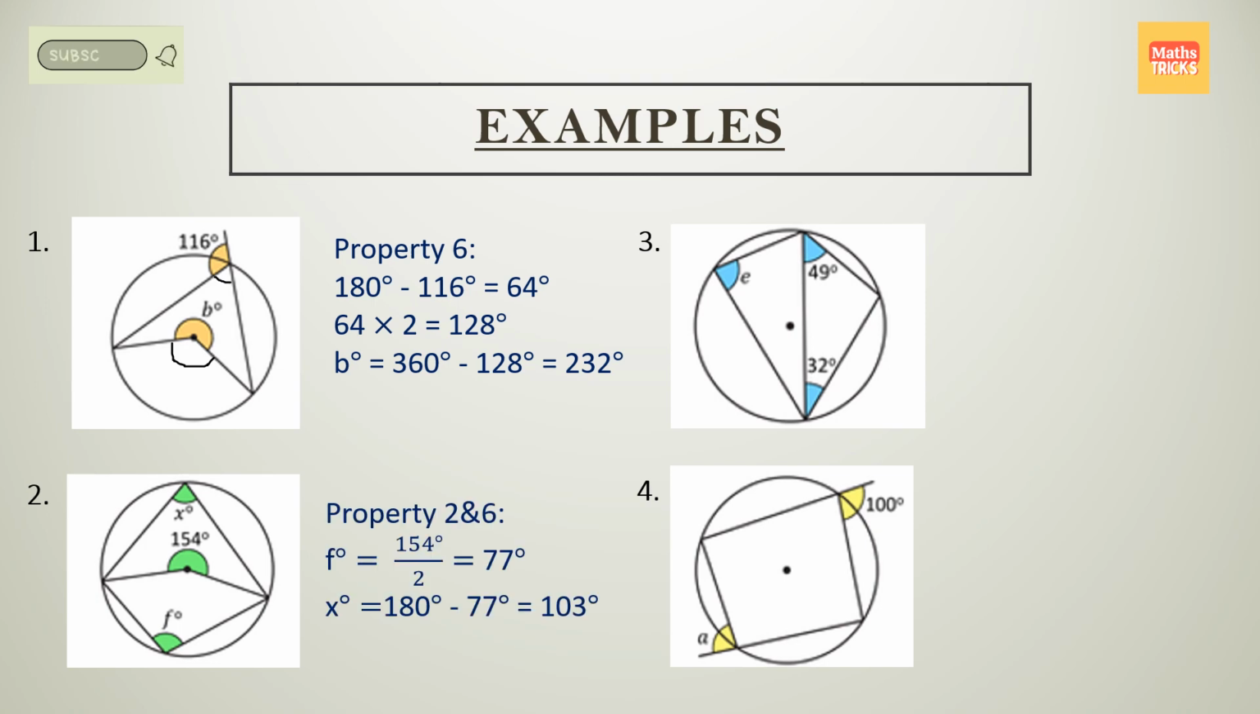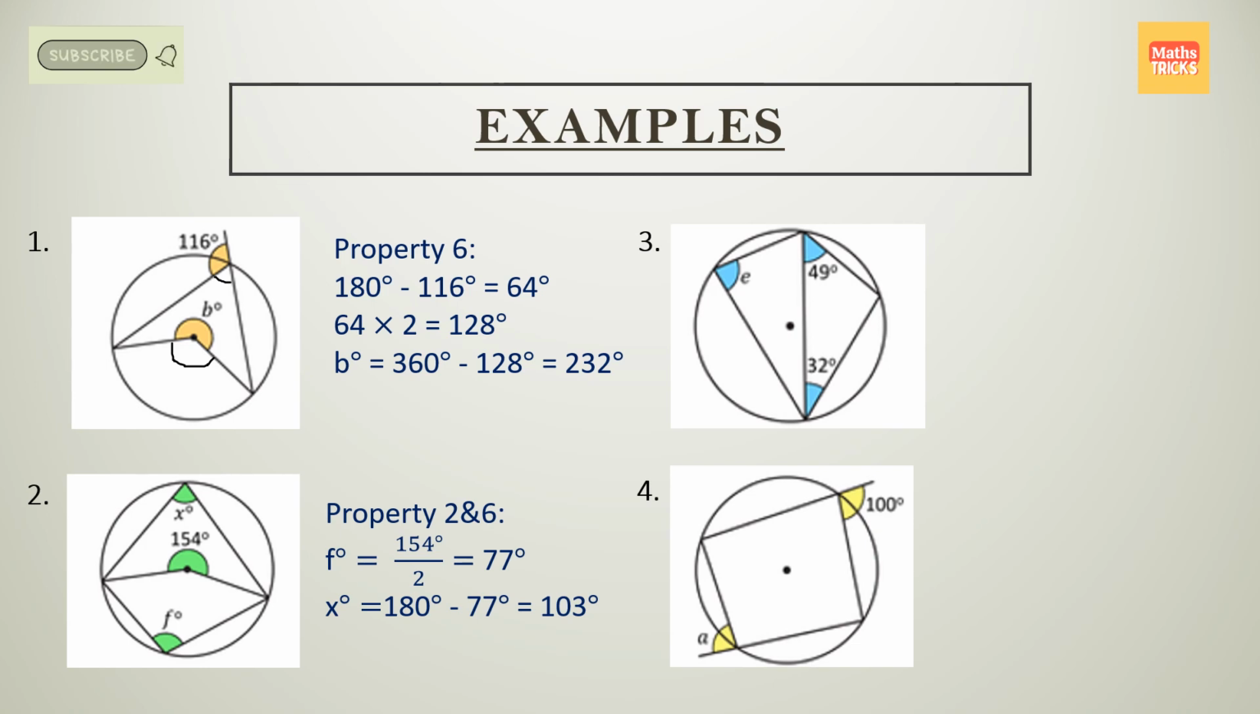Question number 2. It includes property number 2 and 6. Property number 2 is cyclic quadrilateral and property number 6, which we discussed above. F is the angle which has a center. Now we will divide the center angle by 2 to get 77 degrees as F.